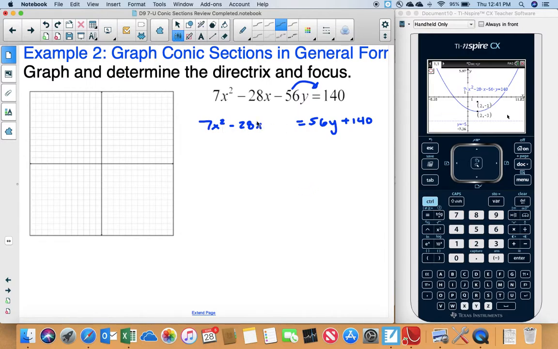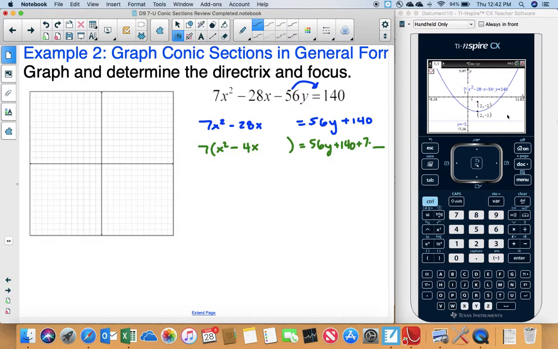Next step is, if there is a number in front of the squared term, you need to factor it out. And so I'm going to factor out the 7. So 28 divided by 7 is 4. I'll keep the negative here. And so I'll have 56y plus 140. And now I'm going to have 7 times whatever this blank value is. So I'm going to put 7 times, and I'll put a blank there.